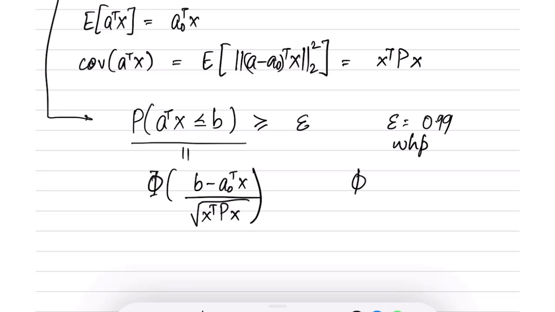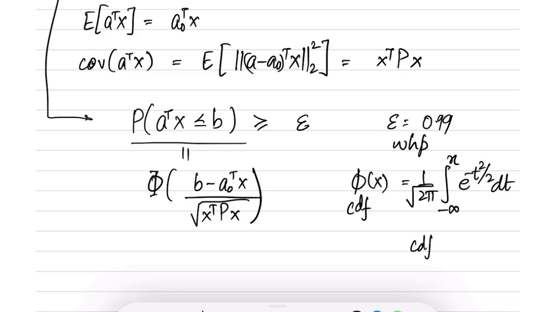Remember that phi is the CDF of the normal distribution. You can think of it as the integral from minus infinity to x of 1 over the square root of 2 pi times e raised to the power minus t squared by 2, dt. So this is the CDF of a normal random variable which has zero mean and unit variance.